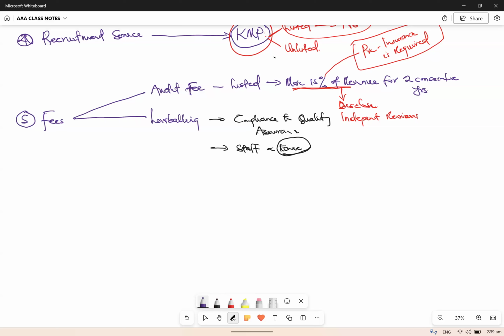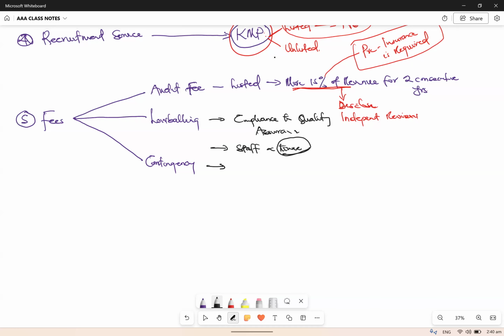Another thing about fee you must know is what we call contingency fee. Now, what is contingency fee? The word contingency means conditional. So it means that the fee is based on something. Please, this one is not something that is allowed in audit. It's not allowed in audit. Especially when it comes to taxation.